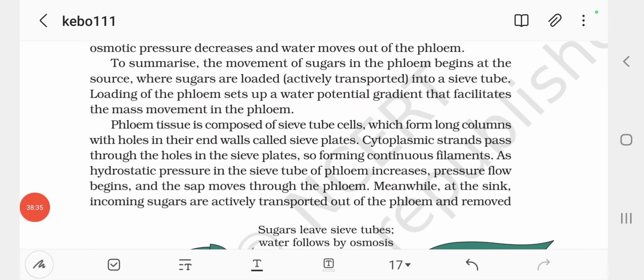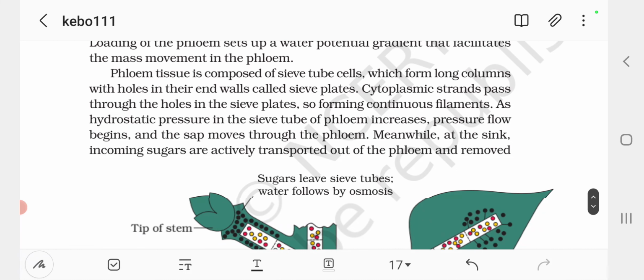To summarize, the movement of sugars in the phloem begins at the source, where sugars are loaded into a sieve tube. Loading of the phloem sets up a water potential gradient that facilitates the mass movement in the phloem. Phloem tissue is composed of sieve tube cells, which form long columns with holes in their end walls called sieve plates. Cytoplasmic strands pass through the holes in the sieve plates, so forming continuous filaments.